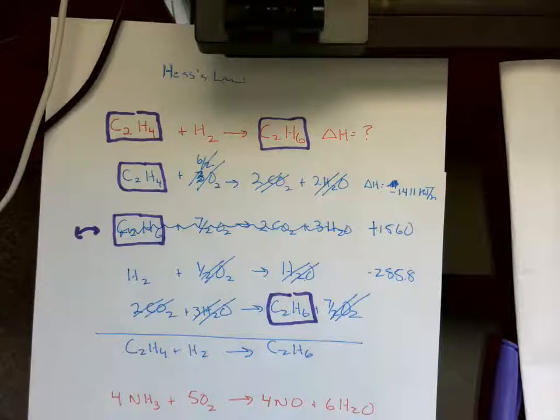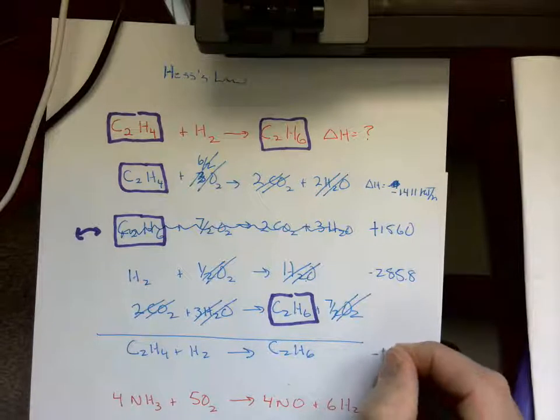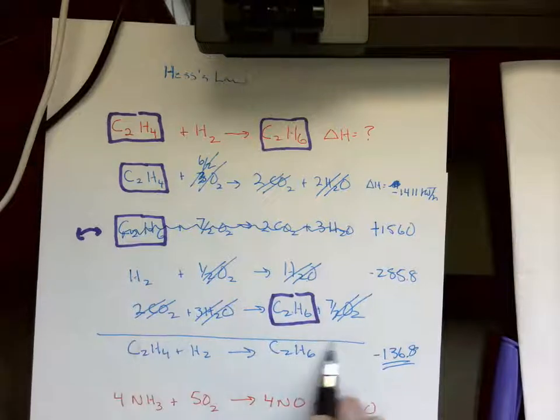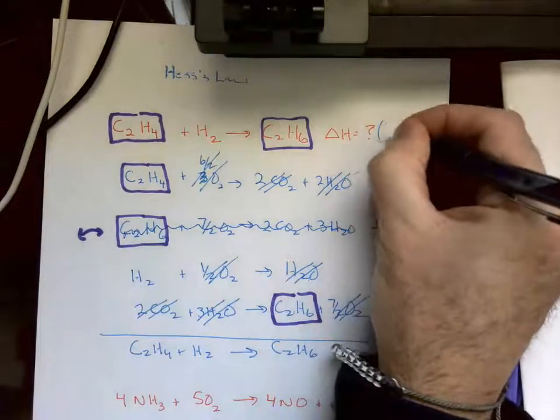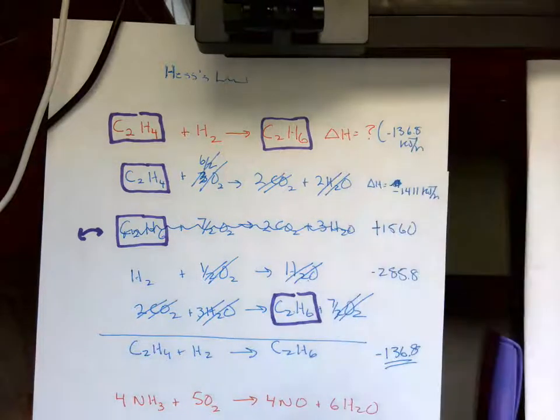Don't lose sight of what we're trying to do here. We're trying to find the heat of this reaction. So right now, I'm just punching numbers into my calculator, and I have negative 136.8. And what that tells us is that this reaction gives off heat. The units are kilojoules per mole.